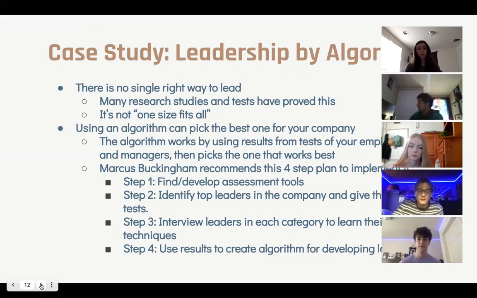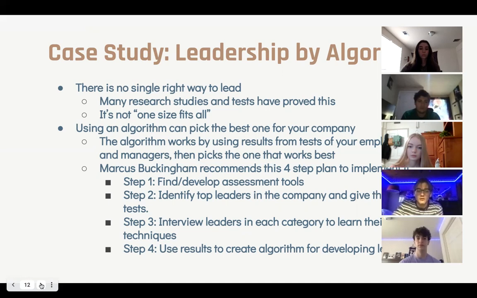Step 2 is identifying the top leaders in the company and giving them tests. This step is to split the leaders into categories by similarities. Step 3 is interviewing leaders in each category to learn their techniques. After you do this, you'll compile all the different techniques within each category. And then step 4, you use the results to create an algorithm for developing leaders.